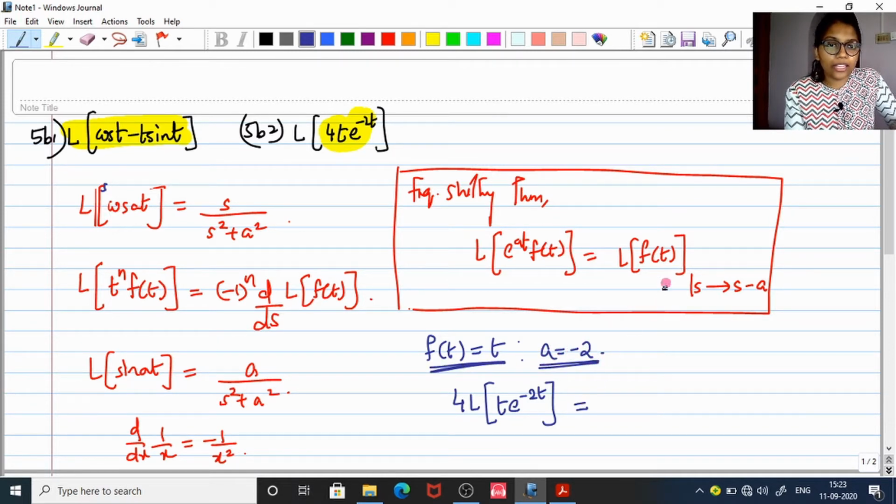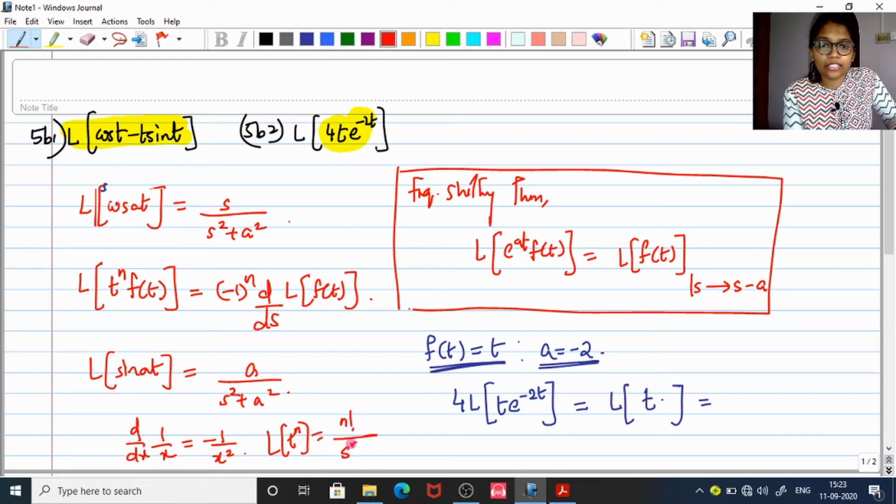So applying this equation, Laplace of f of t. What is f of t? Our f of t is t. Okay, and take the Laplace, and we will get t raised to n. Laplace of t raised to n is n factorial by s raised to n plus 1. So Laplace of t raised to 1 is 1 factorial, which is 1 itself, by s raised to 1 plus 1, which is 2. So your answer is 1 by s square.